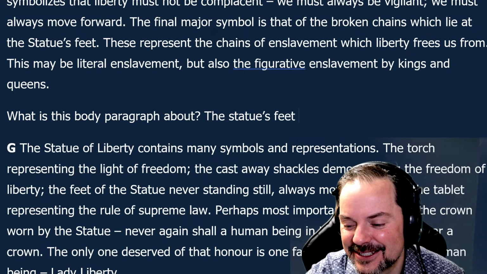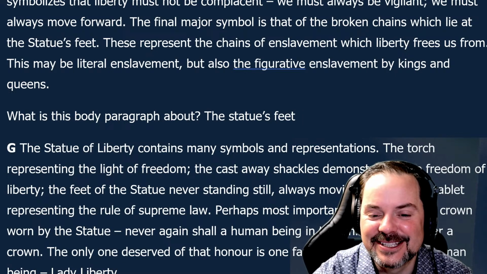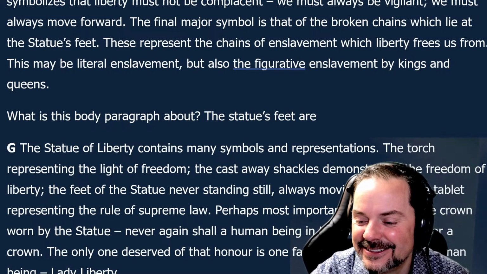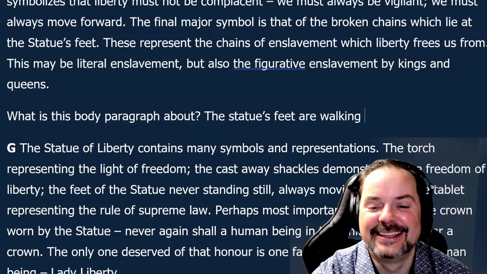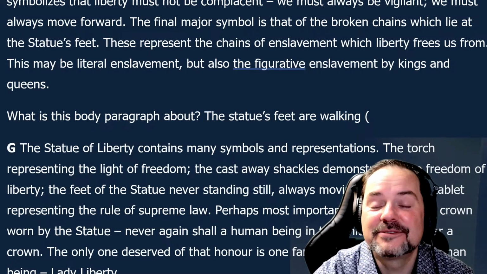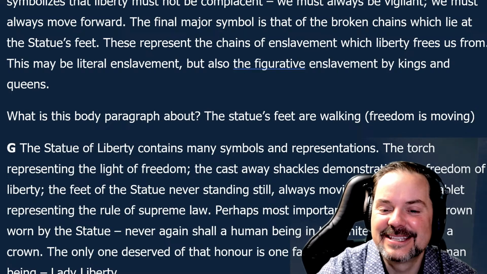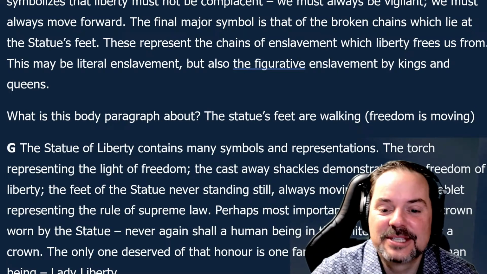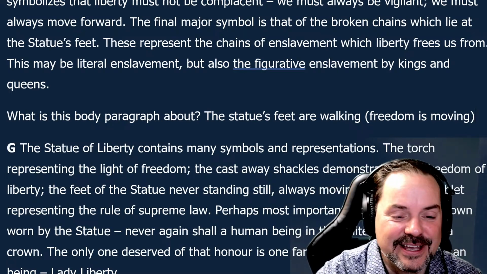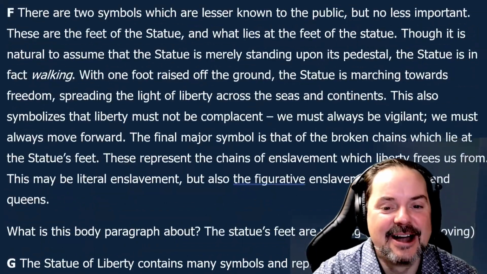Anahita in the chat is thinking simple. So she says the statue's feet are walking. Thank you. Which basically means freedom is walking, right? We can say freedom is moving, right? So the statue's feet are walking. Freedom is moving. Okay, now we can figure it out.